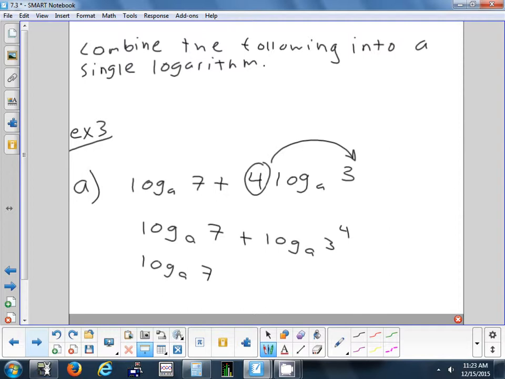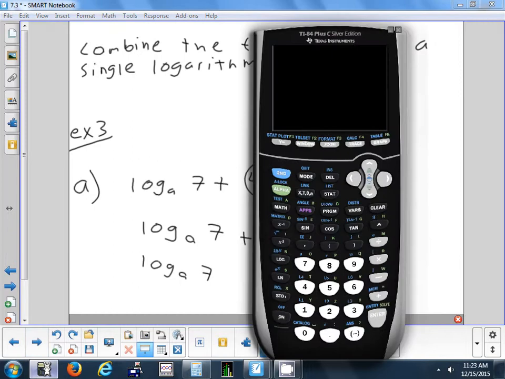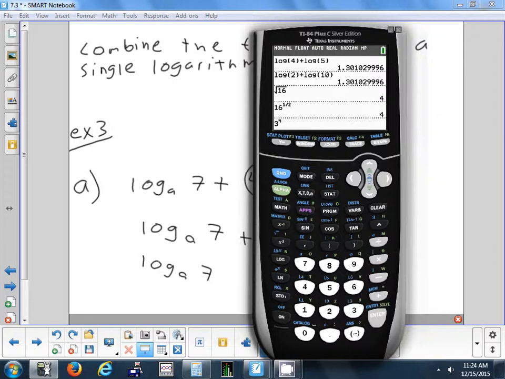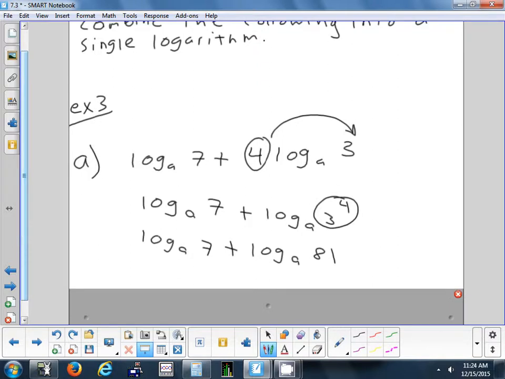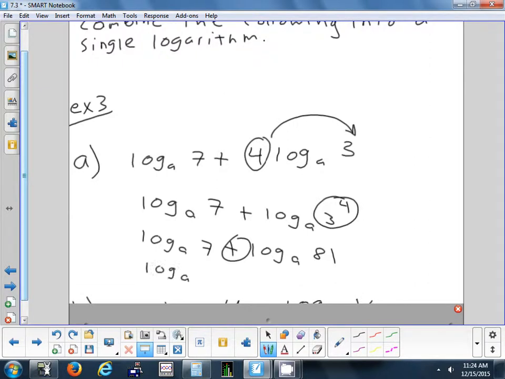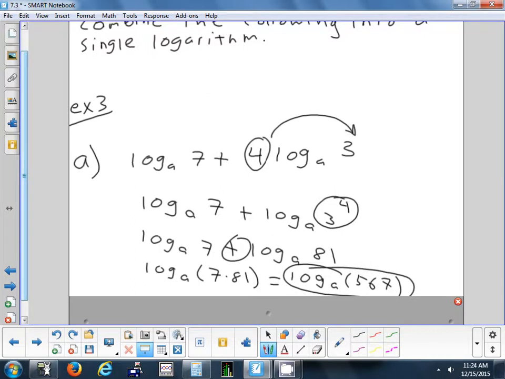Now, rather than just keep writing 3 to the 4th the whole time, let's just do that out and see what we get. Charlie? Okay, so 3 to the 4th power is 81. If you can do that, do it. It simplifies it a little bit. Now my last step is to decide if these two things should be multiplied together or divided. This time, it's multiplied. So it's log base a, 7 times 81, which is 567. And that's our final answer.